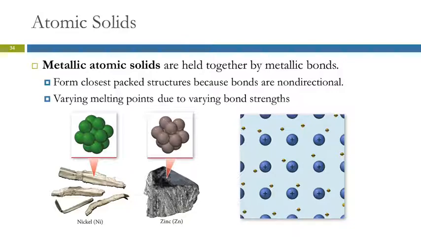Metals also form closest packed structures. The bonds here are non-directional, and so they're going to have attraction in all directions, and they will naturally form closest packed structures. The melting points are going to vary because the strengths of the metallic bonds vary. So some metals have very high melting points. Others, like mercury, have low melting points. Mercury is a liquid at room temperature.